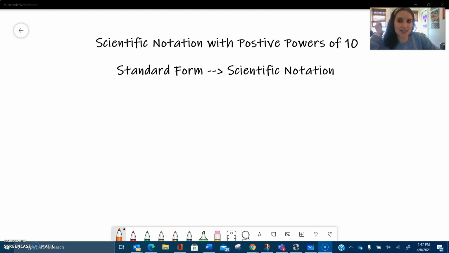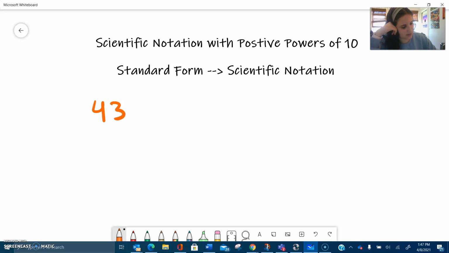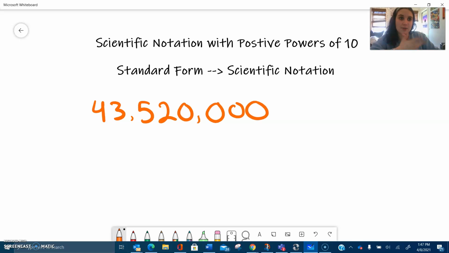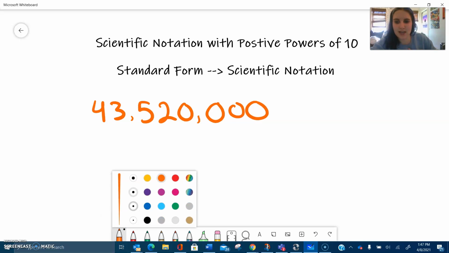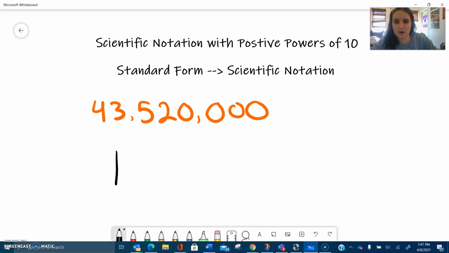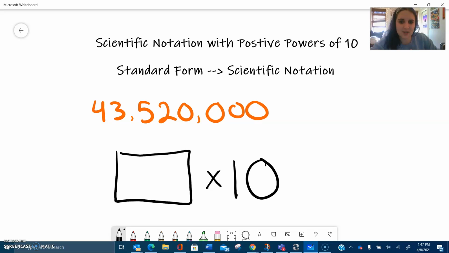Hi everyone, we're going to do an example of converting a number from standard form to scientific notation. So let's look at the number 43,520,000. This is a long number, so we want to condense it into scientific notation. Anything written in scientific notation has the form of a number times 10 to a power. So the first thing we need to do is get that power number.